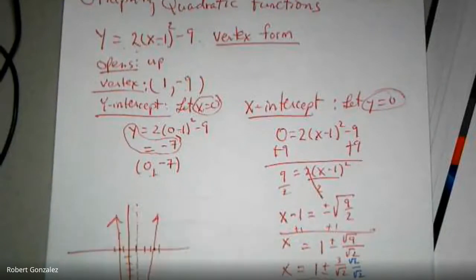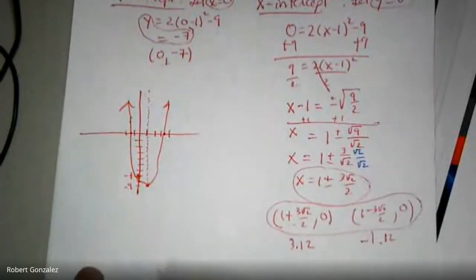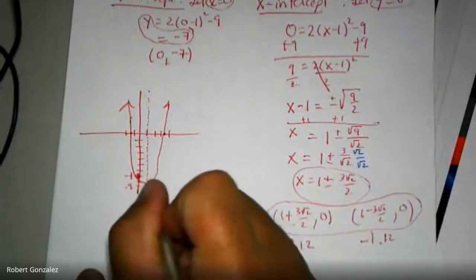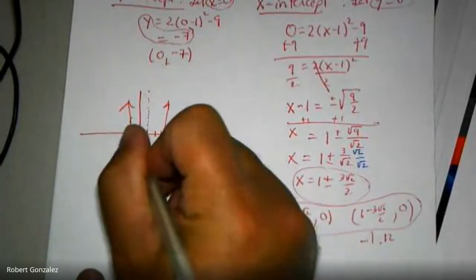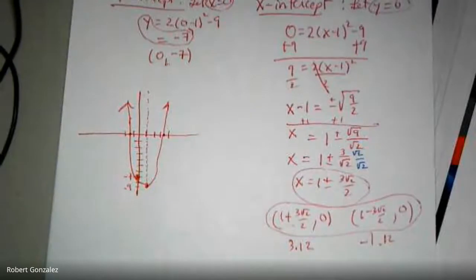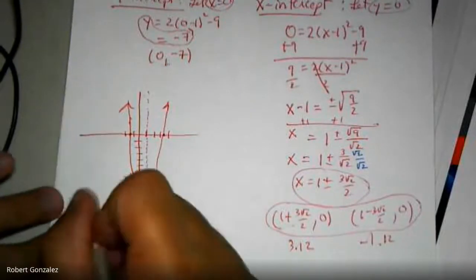I'm sorry, I'm not a good drawer. Maybe you can draw a smoother curve than I can. You just connect the dots that we have. We had our y-intercept, our vertex, and our x-intercepts. And now they want to know the domain and range.